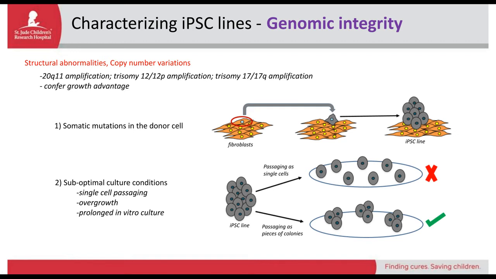In addition to that, for example, single cell passaging versus passaging your lines as pieces of colonies makes a difference in terms of the genomic health of these lines. If you let your cultures grow beyond 80% confluency, that seems to affect their karyotype as well. And as I said, prolonged in vitro culture. So basically, optimal handling of these iPS lines, not letting them overgrow, always passaging them in pieces and not as single cells, is important to avoid these structural abnormalities and copy number variations.